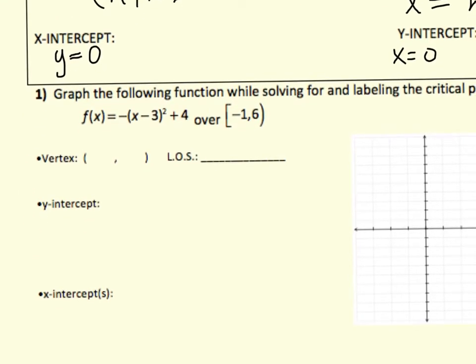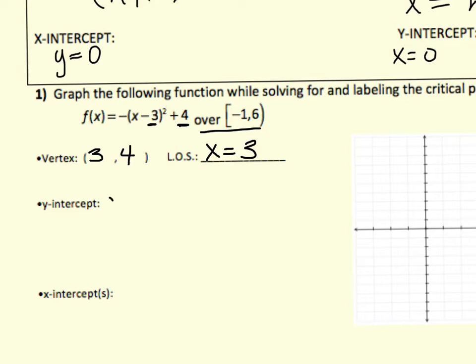We've got f of x equals negative (x minus 3) squared plus 4, over the interval negative 1 to 6. Let's leave this out for a second, and let's just figure out what the vertex is. The vertex is going to be (3, 4). And then the line of symmetry is x equals 3, because it's the x coordinate of the vertex.